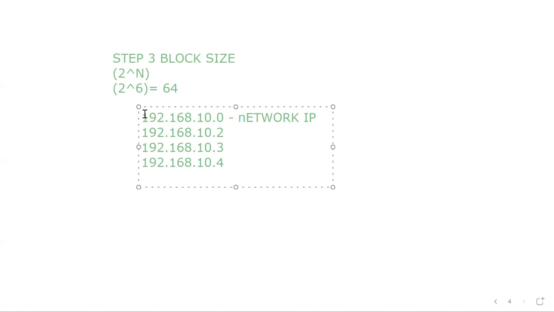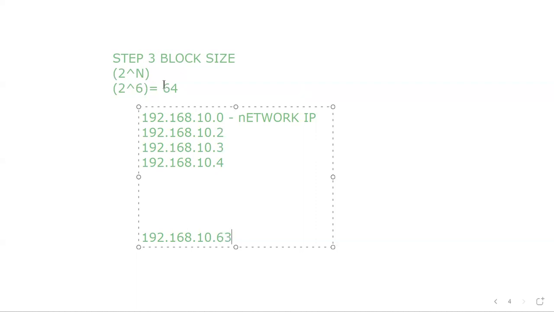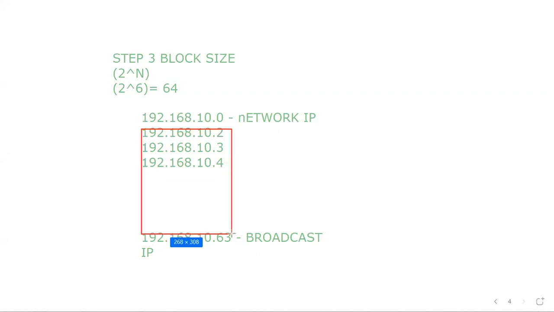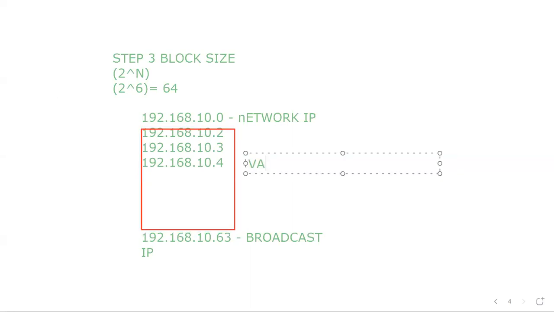Right? So our last IP is 192.168.10.63, as we have 64, right? So our last IP is the broadcast IP. And this is our valid IP address range.